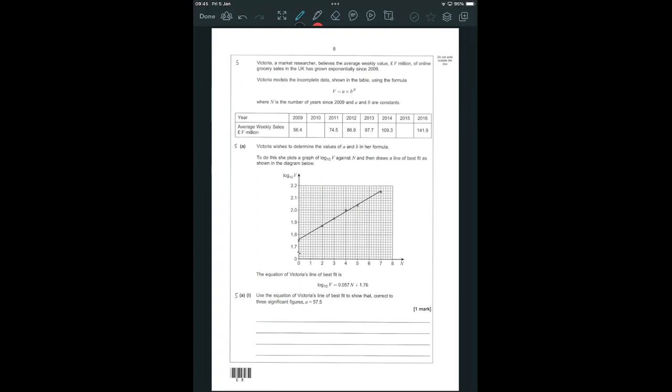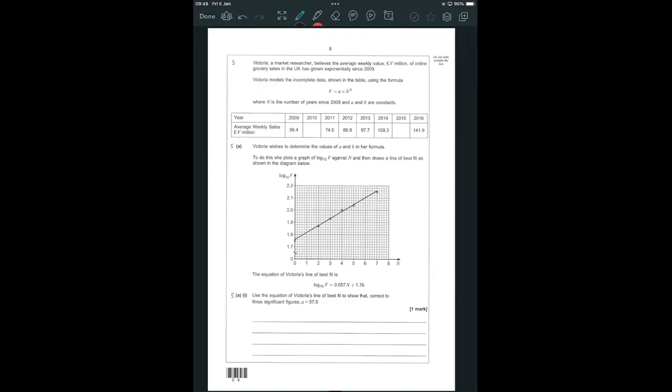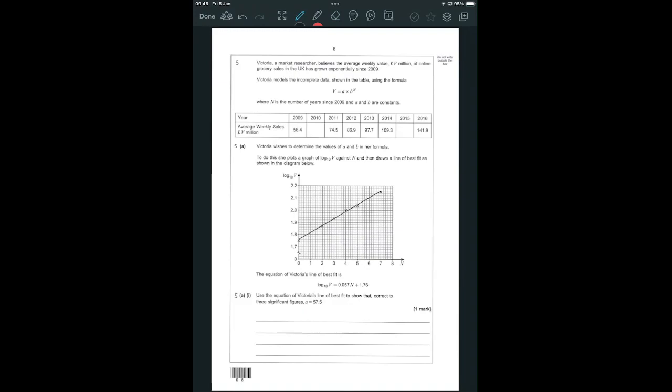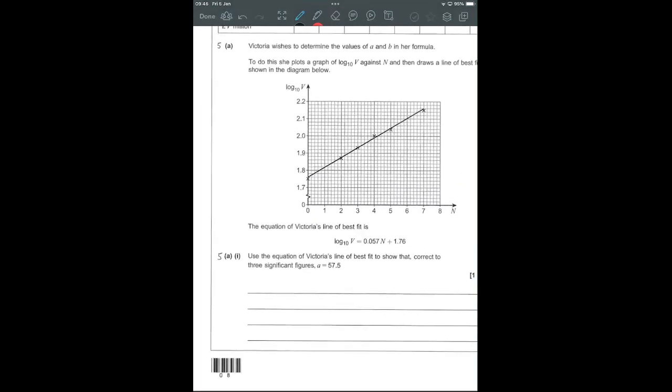Question 5. Victoria, a market researcher, believes the average weekly value of groceries has grown exponentially. We're expecting that model. And Victoria wishes to determine the values of a and b. She plots log against n, draws the line of best fit. The equation of her line of best fit is that. Use the equation to show that, to 3 sig figs, a is 57.5.